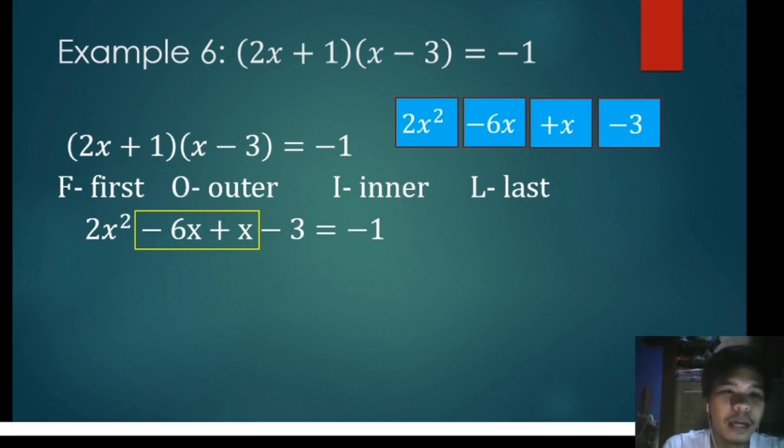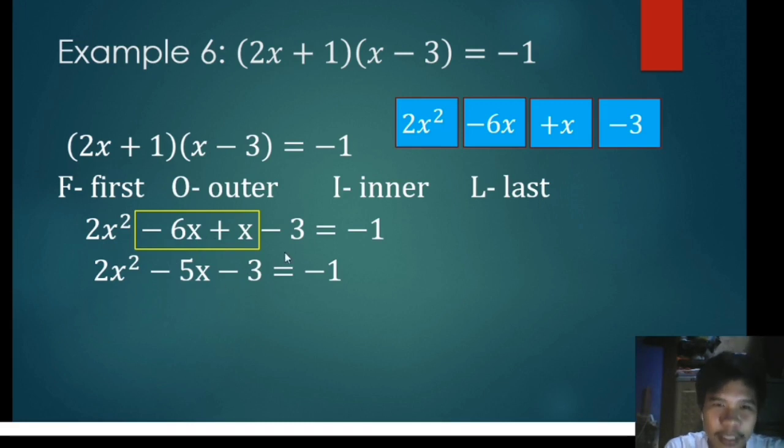So now we copy the quadratic term 2x squared, and then the answer from combining negative 6x plus x, that is negative 5x. Copy the third term, minus 3 equal to negative 1. The next thing to do is to make this negative 1 zero. To do that, we need to add 1. So if we add 1 at the right side, we need to add 1 also at the left side.